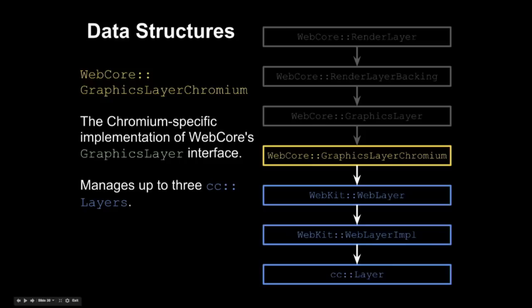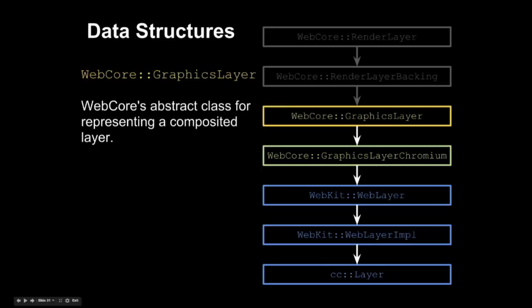From there, on the Blink side, we have GraphicsLayerChromium, the actual Chromium-specific implementation of a GraphicsLayer. And a GraphicsLayer is really Blink's representation of a single individual composited layer. Not all of these will actually draw things. They may exist in the tree just to represent a transform or maybe a clipping region, but a tree of GraphicsLayers generally corresponds to a tree of Chromium compositor layers, basically one-to-one. Not quite, but basically.